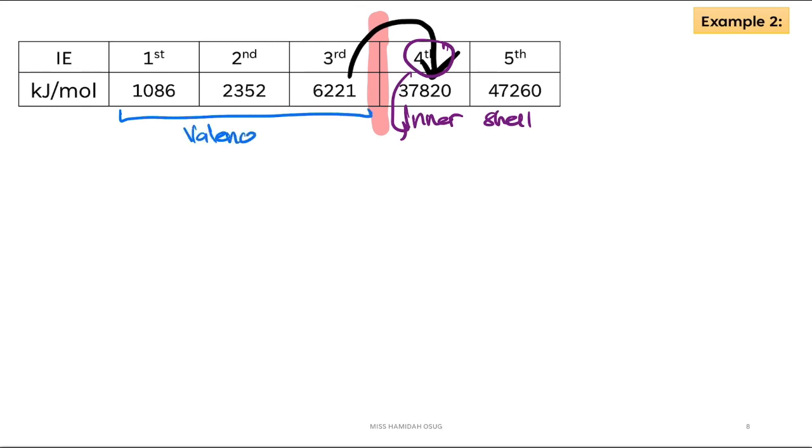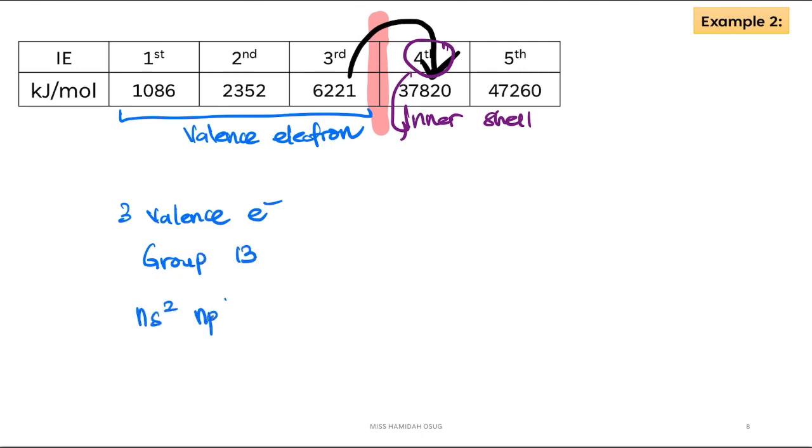Therefore, this element has 3 valence electrons. This element is located at group 13 with valence electron configuration ns2 and p1. Therefore, this element belongs to the p block.